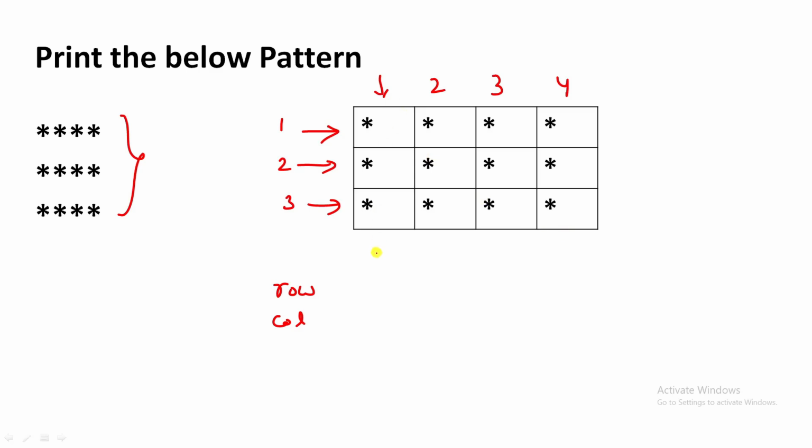And each column contains how many stars? 3 stars. Column number 1 contains 3 stars. Column number 2 also contains 3 stars. Column number 3 also contains 3 stars. And the fourth column also contains 3 stars.